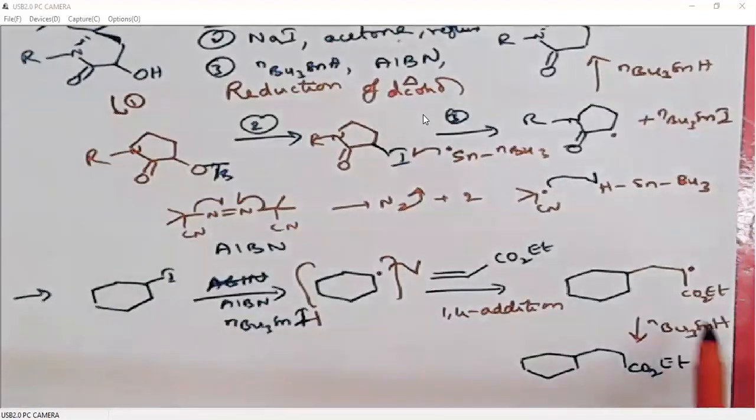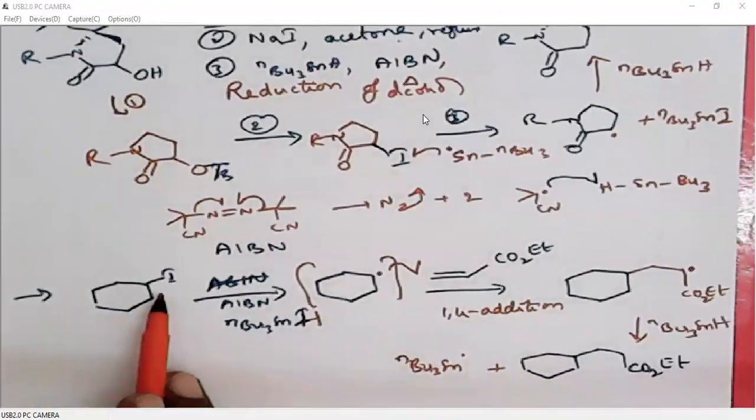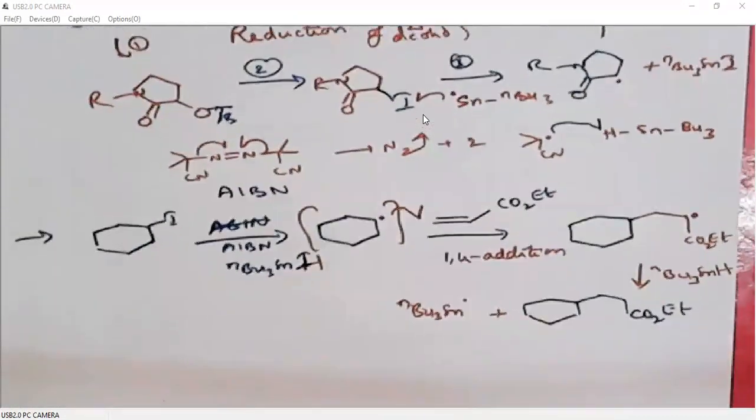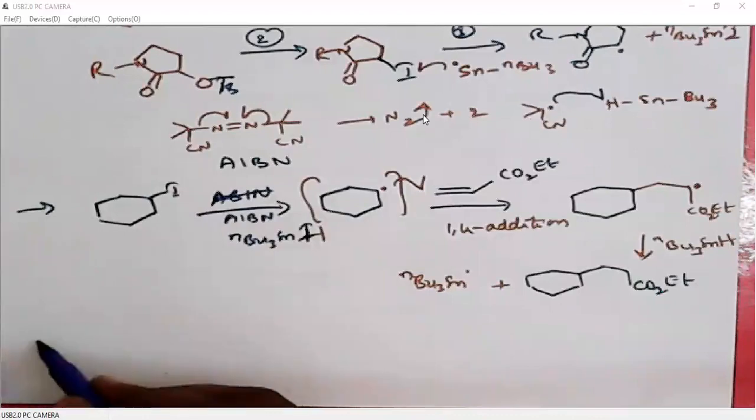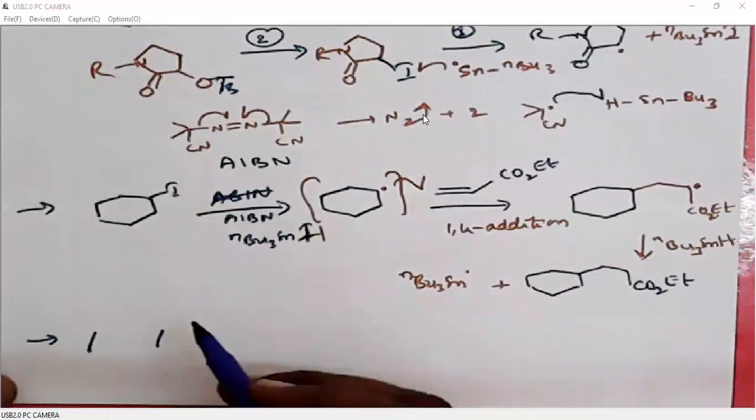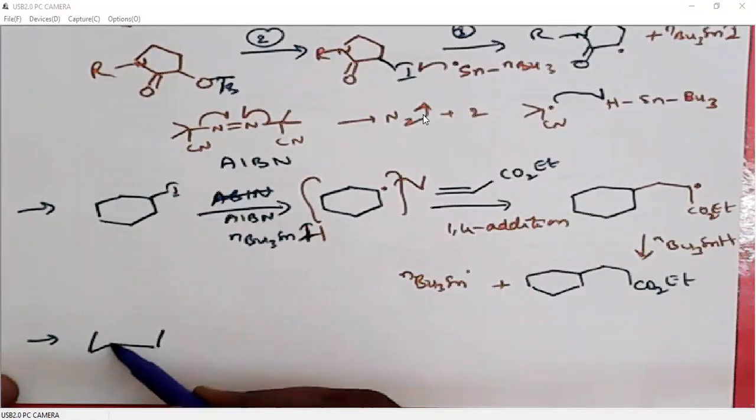So this radical will pick up a hydrogen from this, and so it becomes neutral, and it will generate another tributyl tin radical. This tin radical again will react with this iodine, so it generates this radical. So it is a cyclic reaction. I will also give one more example where tin is already present in the reaction system itself.